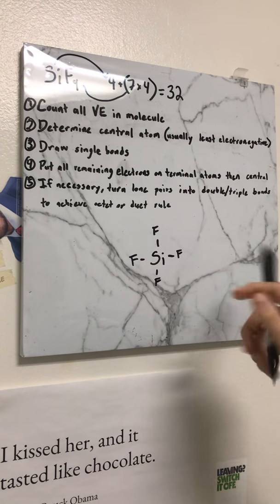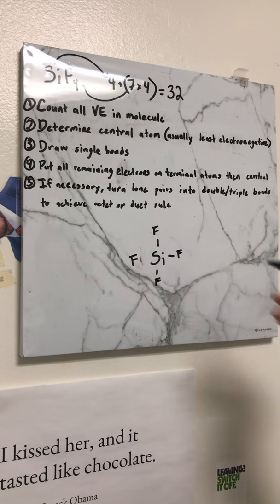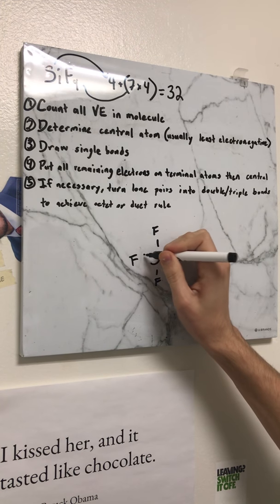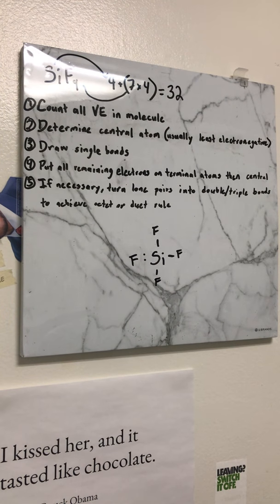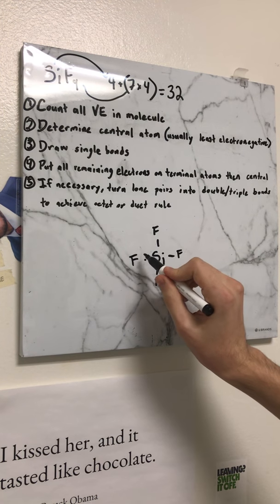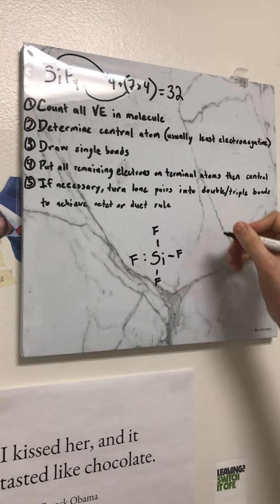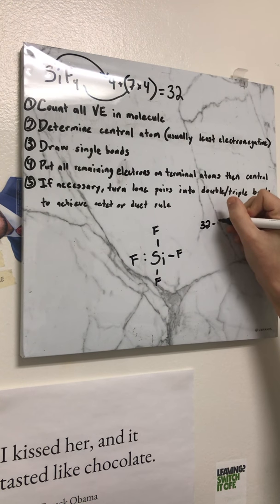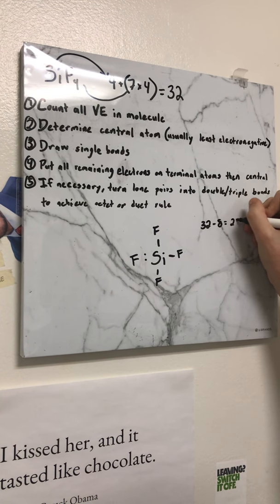So each of these single bonds represents 2 electrons. We could also draw that like this, to represent that it's 2 electrons. So we can see that each of these will be 2, and that adds up to 8. So 32 minus 8 leaves us with 24.